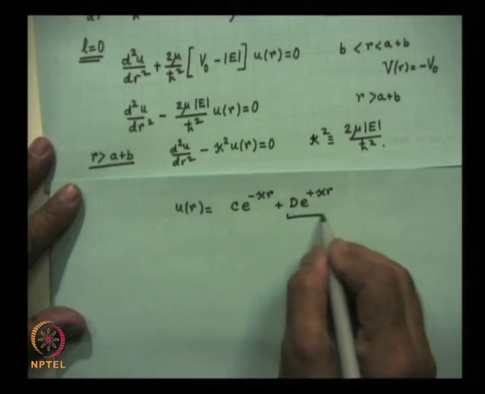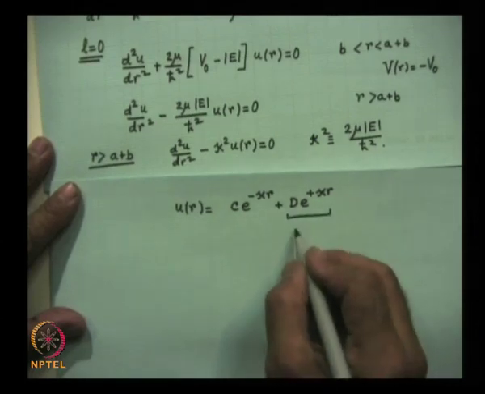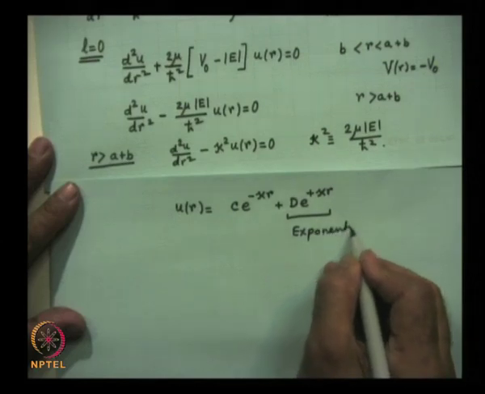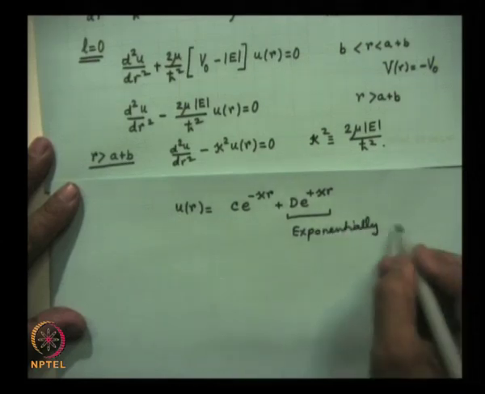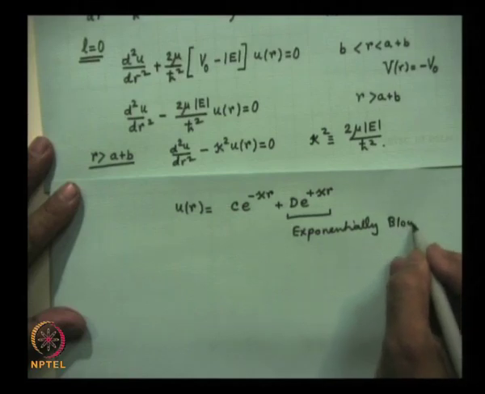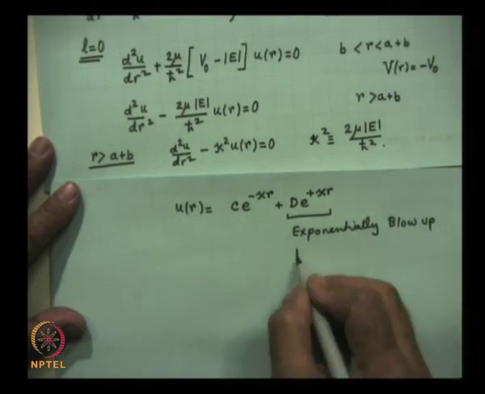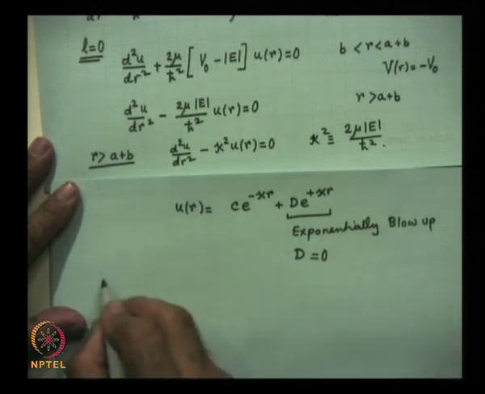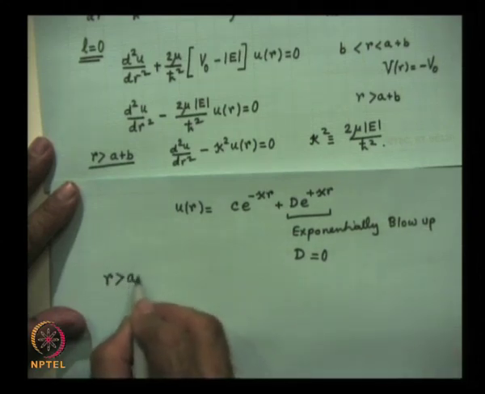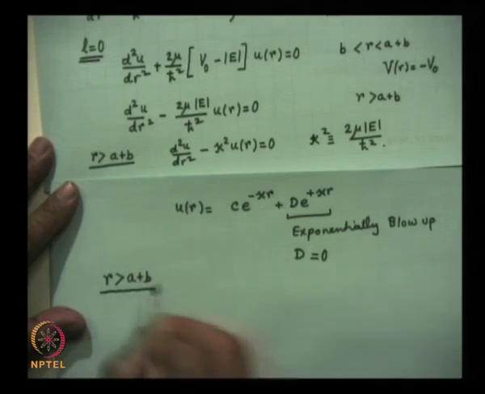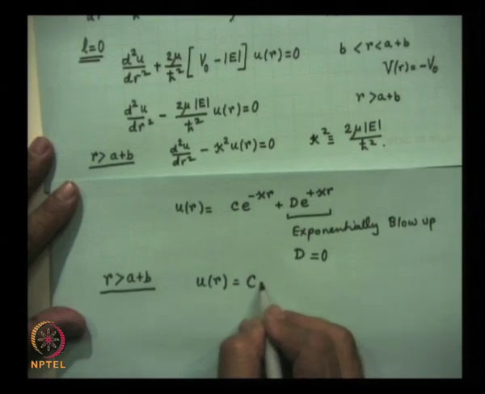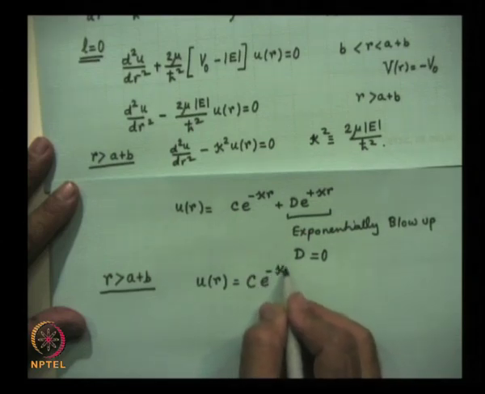This will exponentially blow up, and therefore, the wave function will not be normalizable. So, we must choose d is equal to 0. So, in the region r greater than a plus b, the wave function will be u of r is equal to c e to the power of minus kappa r.